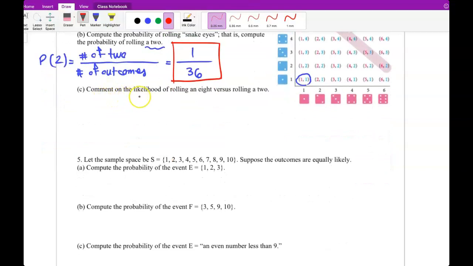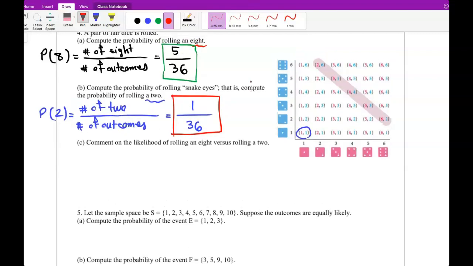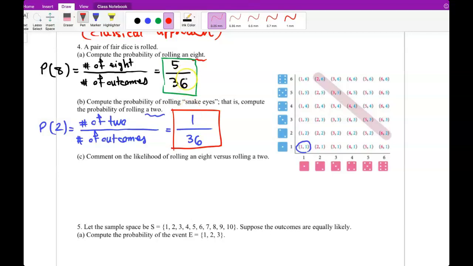Now part C, comment on the likelihood of rolling an 8 versus rolling a 2. Based on part A and B, since the probability of 8 is 5 divided by 36 and the probability of 2 is 1 over 36, we can say that it is 5 times more likely to roll an 8. This is equal to 5 multiplied by 1 over 36. So that's why this is 5. This one is 5 times the probability of 2.